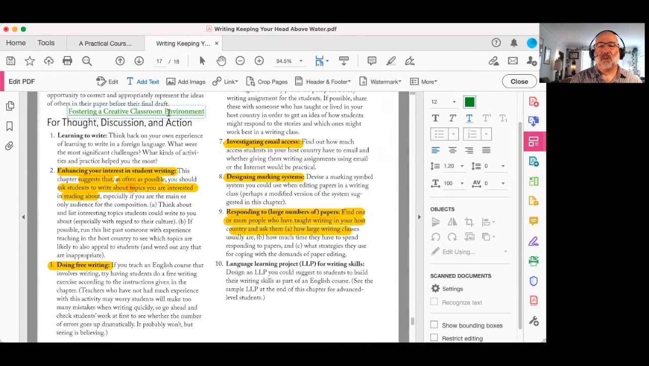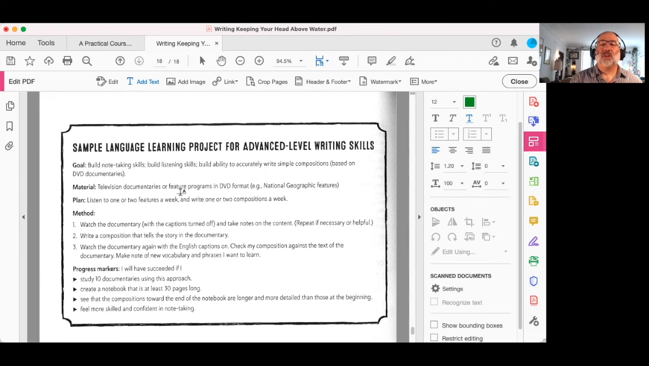This is talking about opening the classroom for a creative environment. I encourage you to look through this resource if you're interested in writing instruction for students who are learning English as a foreign language and doing it successfully. This has been a great resource for me, and I'm thankful I had a chance to tell you about it.